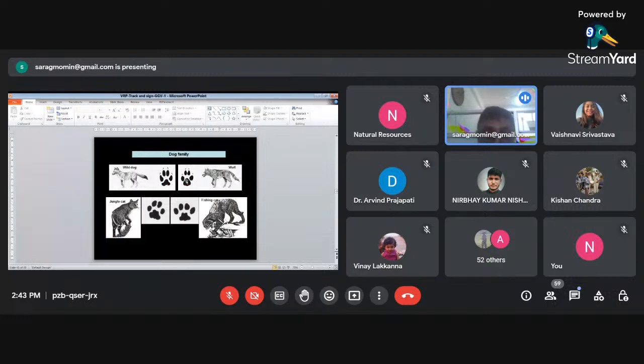First you have to check whether this pug mark is round shape or oval shape. If it is round shape, then this pug mark belongs to the tiger, the cat family. If it is oval shape, then the pug mark belongs to the dog family. So once you find an oval shape pug mark, you can be confirmed that this pug mark belongs to the dog family.